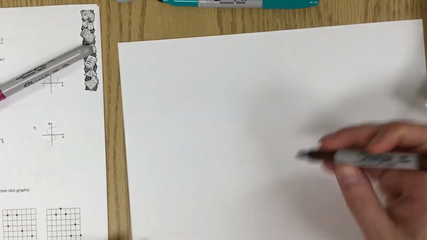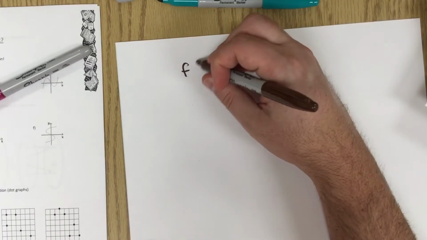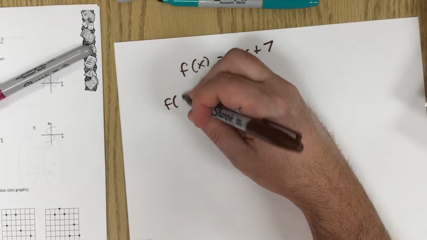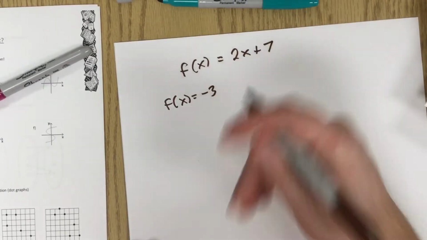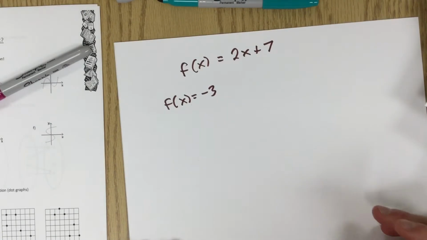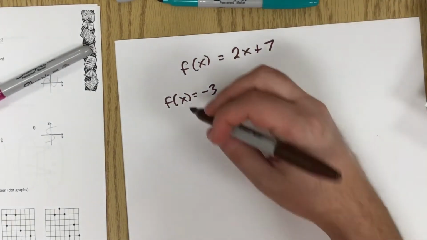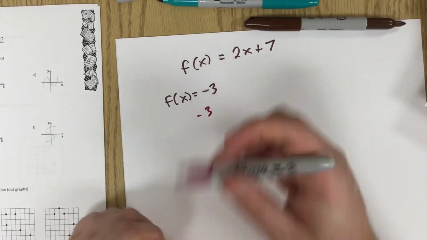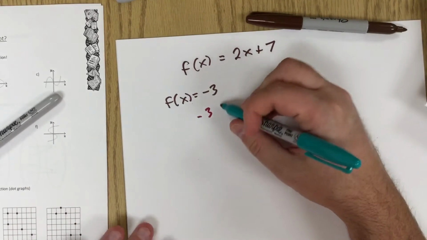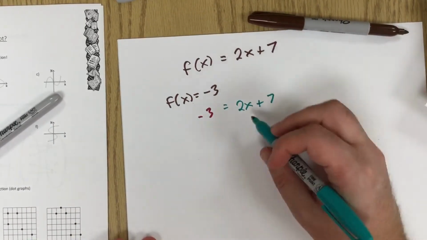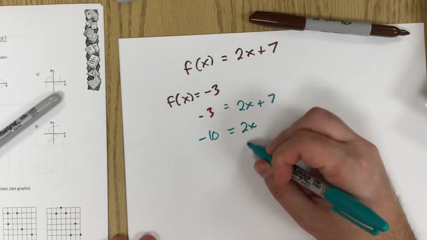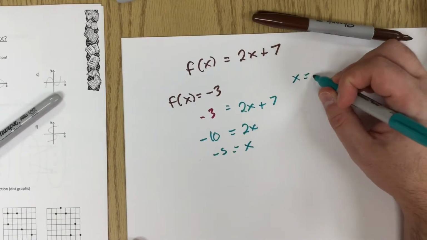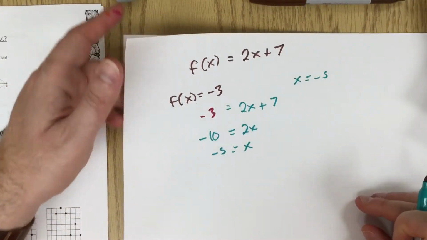Right? And there's nothing stopping us from doing it with negative numbers, for example. So here, I'll just again reiterate. Let's say f of x is 2x plus 7. And I say that f of x equals negative 3. Pause the video and try to figure out what x is. So the answer would be that the f of x becomes minus 3. Minus 3 becomes 2x plus 7. So minus 10 equals 2x, so x equals negative 5. So if f of x equals negative 3, then x equals negative 5.